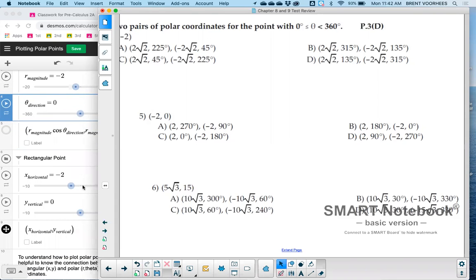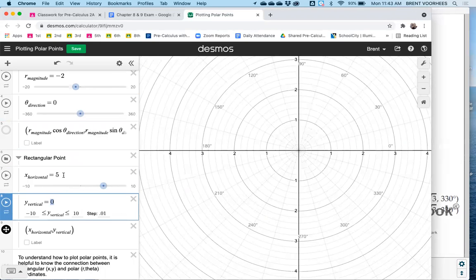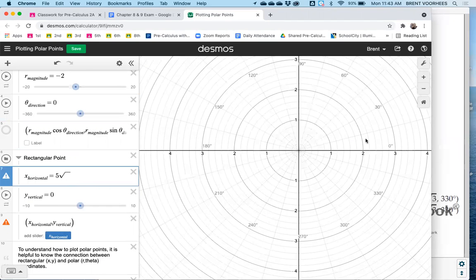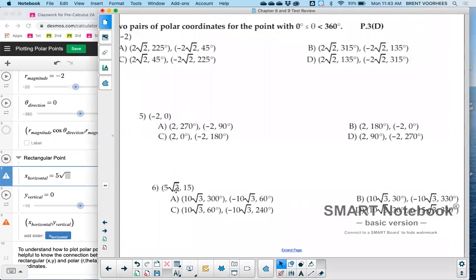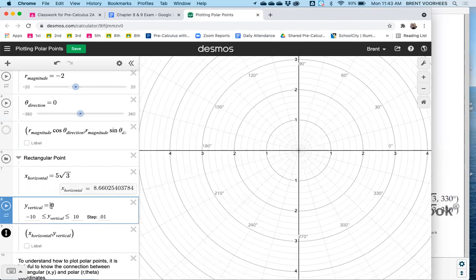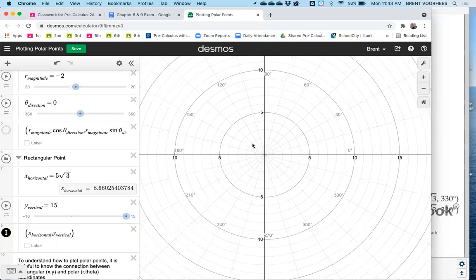5 square root of 3 and 15. Oh wait, I forgot the square root. 5 square root of... was it 13? No, 5 square root of 3 and 15. That's what it was. 5 square root of 3, and the y is 15. I don't see the point yet. I'm going to zoom out until I find it.